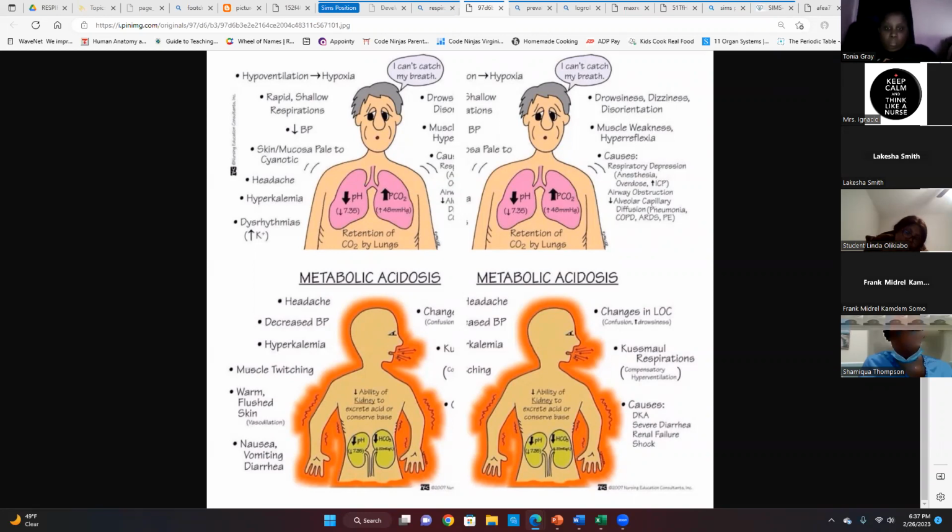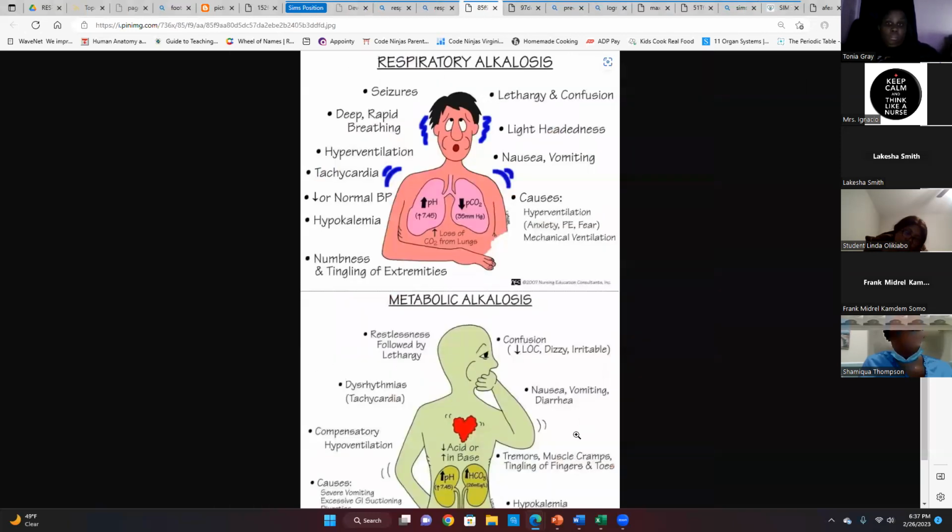All right, let me see. I just put a little blurb in the chat. Let me just find the respiratory and metabolic alkalosis picture, because that's going to be the opposite. Okay, here we go. I'm going to have to start closing some of these tabs.